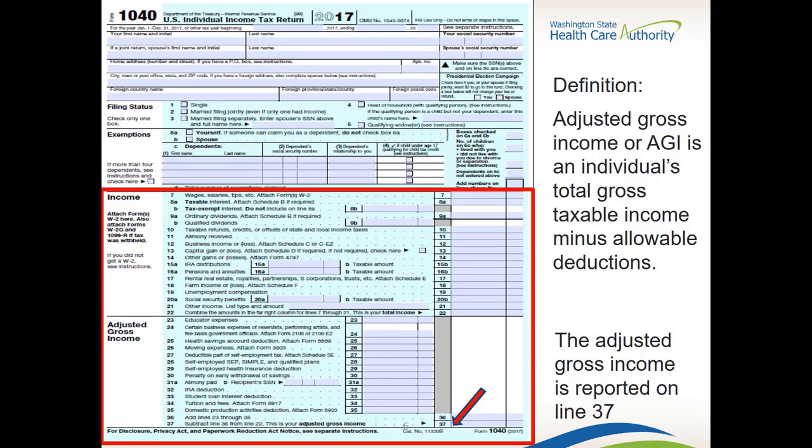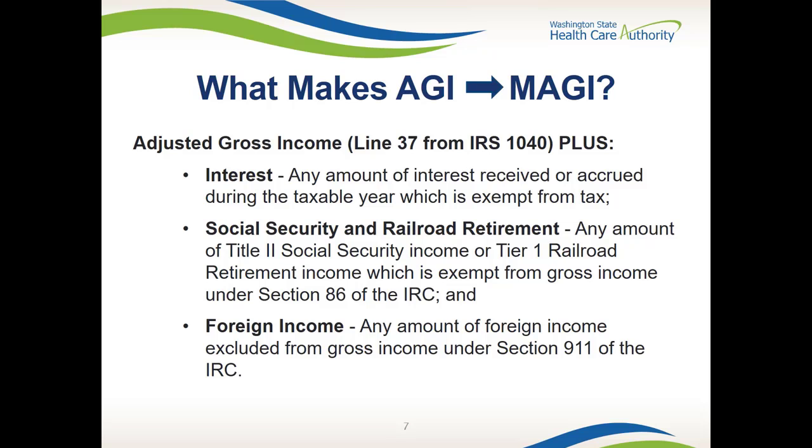Adjusted gross income, or AGI, is an individual's total gross taxable income minus allowable deductions. This amount is reported on line 37 of the IRS Form 1040. What makes AGI MAGI? MAGI includes interest, Social Security and Railroad Retirement, and foreign income in addition to adjusted gross income. These income types will be reviewed later in this presentation.